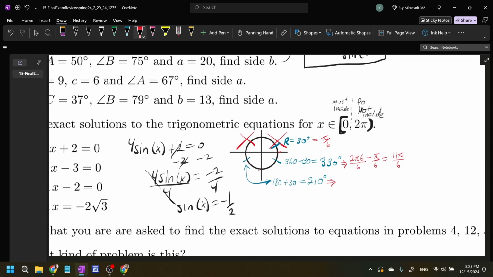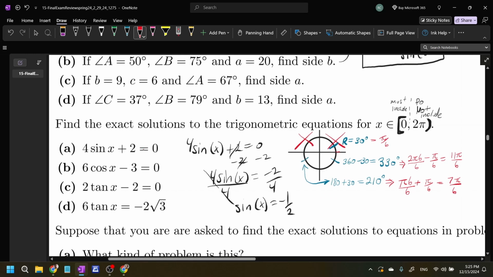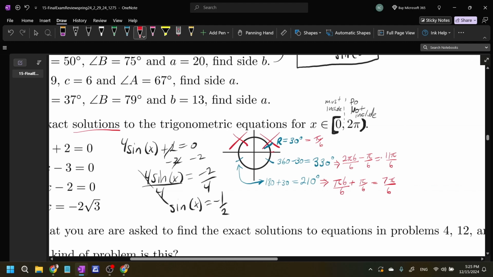Our angle in quadrant 3 is going to be 180 plus 30. 180 is just pi, and 30 is pi over 6. So again, we multiply by 6, and then our numerator is going to be 6 pi plus pi, which is 7 pi, all over 6. So the answer to part A, where it says find the exact solutions to the trigonometric equation, here are your exact solutions in radians.